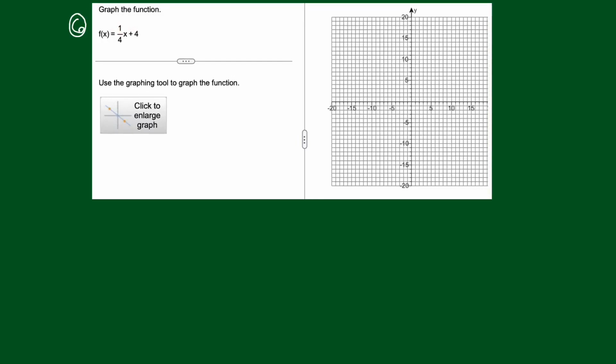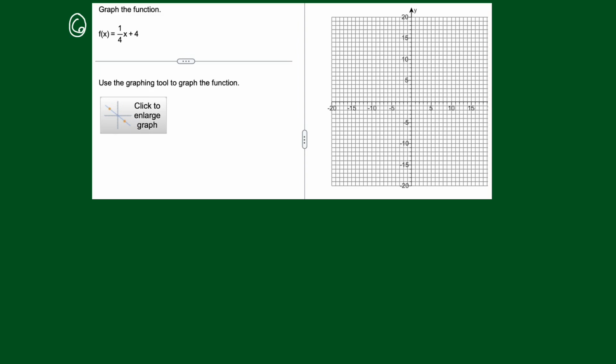This is a linear function. I know it's linear because the exponent on the variable is a 1. So if it's 1, it's linear. That means we're going to get a straight line. Now, to get a straight line, I really need only 2 points, but I'm going to get 3 just to make sure they all lie on the straight line.